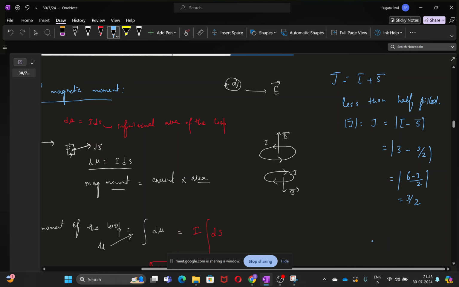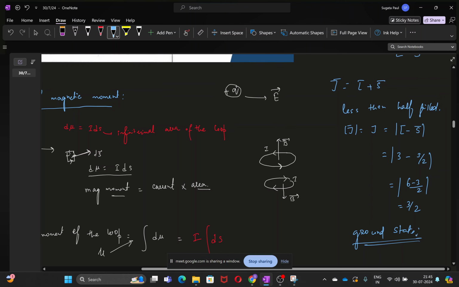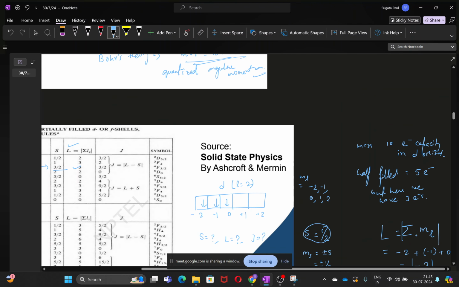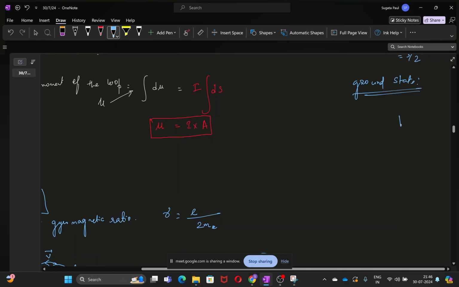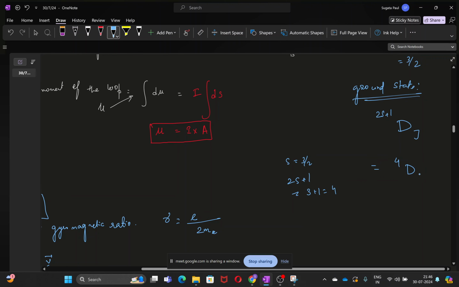So now it is time to write the ground state. Because the uncompensated spins are already in the d orbital, d orbital has L equal to 2, and as a result the ground state will also be capital D, because in the ground state you have to write it in block letters. So it is capital D, then 2S plus 1 on top, and at the bottom it is just J. So just put in the values, because S equal to 3 by 2, 2S plus 1 is 3 plus 1, which is 4. So above it is 4, and for J value it is 3 by 2.